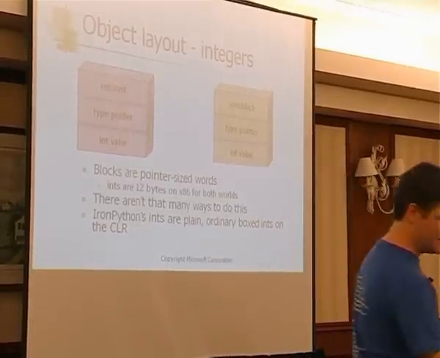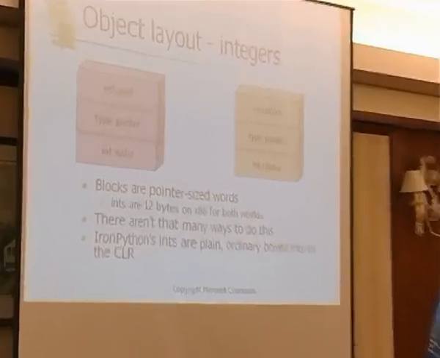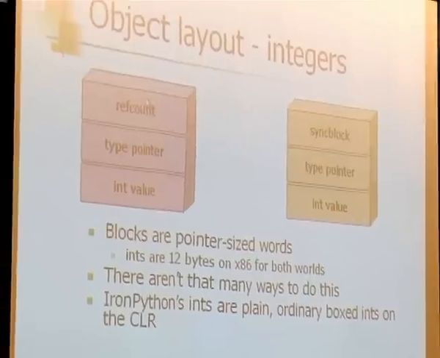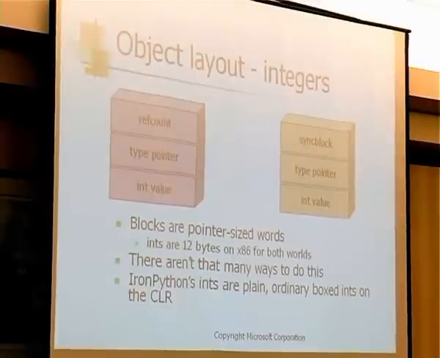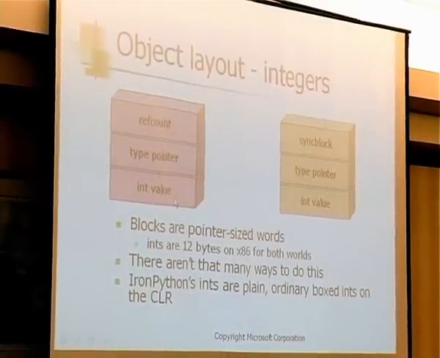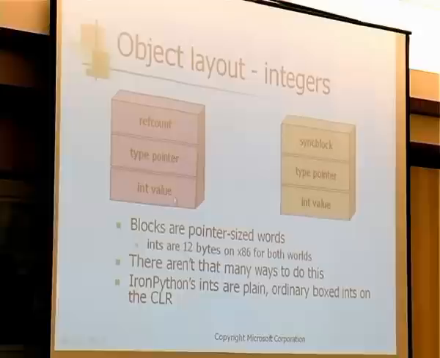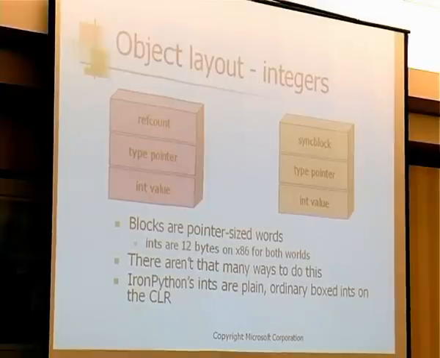So if you look at the layout of an integer in CPython, it has these 3 pointer-sized blocks. It has a reference count, which is an integer keeping track of how many references there are to the object. It has a pointer to the type of the object, and it has the actual int value. Well, on .NET, it's obvious that we still need the type pointer, because again, it has runtime typing, so you need to be able to find out the type of any object at runtime. So we have the type pointer, and we have the int value.